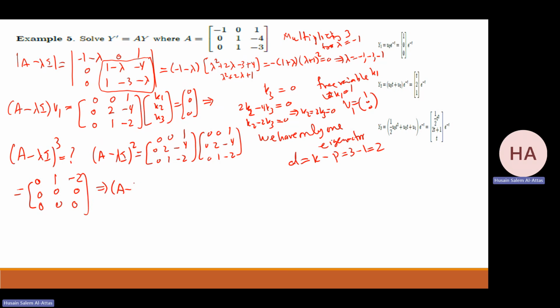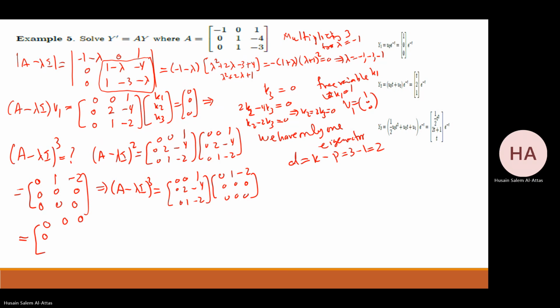What will be A minus lambda I cubed? That will be this matrix times the square, which is this one. I'm getting what? First row times second column, 0. Times third column, 0. This one times the second column, 0. Times the third column, 0. And the same thing with the last one. I'm getting 0, 0. So we need to find U2.